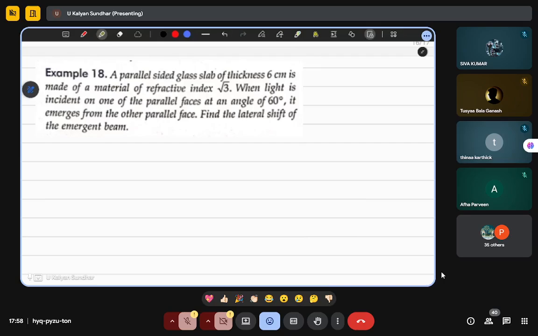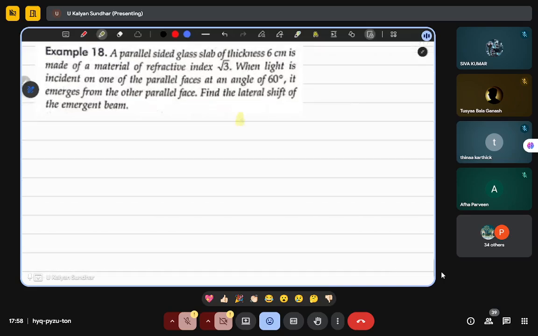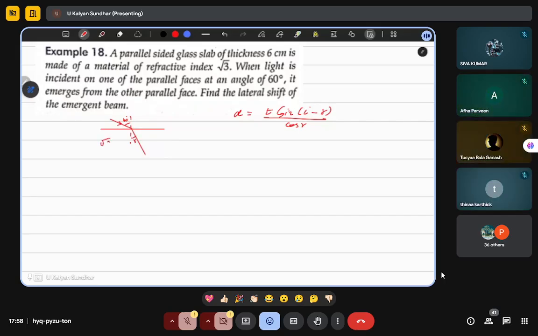What is the R value? Okay, they have given 2√3. Right, okay. So the displacement is equal to thickness into sin I minus R divided by cos R. Now, in the incident ray, what angle is it making? 60 is the I value, and we need the R value. And this is the refractive index.